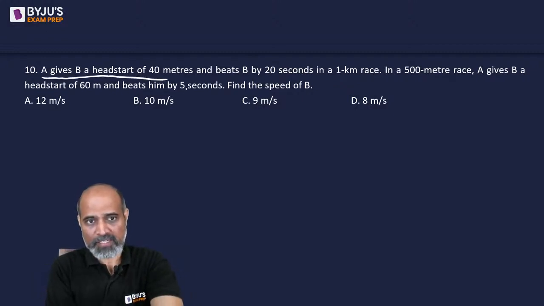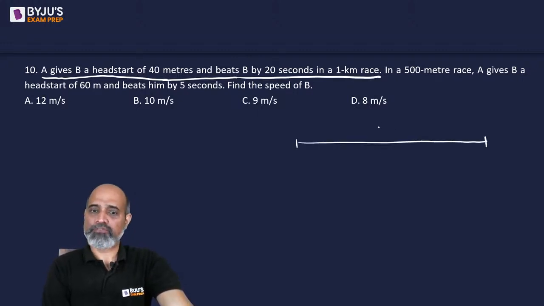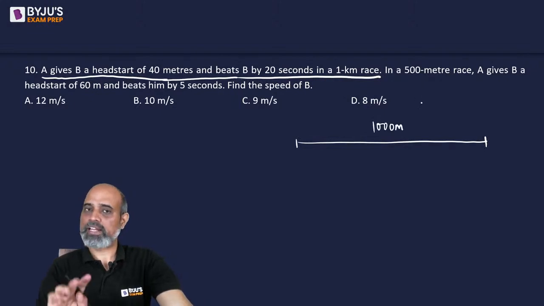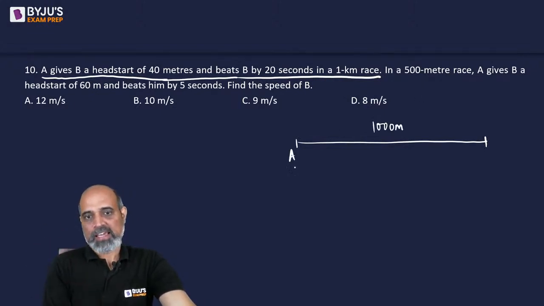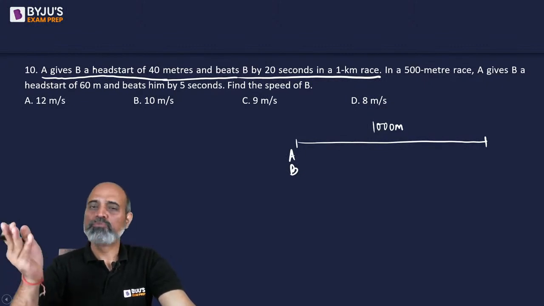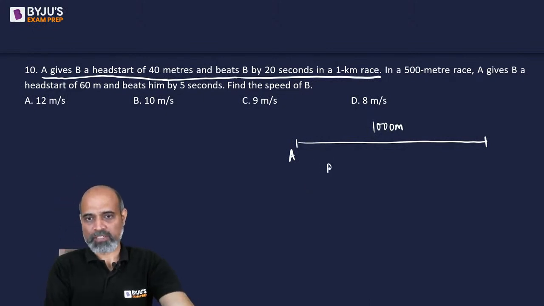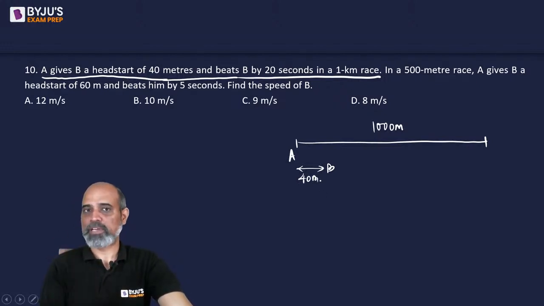First scenario is A beats B even after giving him a head start. So suppose ये अपना 1 kilometer यानी 1000 meter का track है. Okay? A and B are here. Then what does A tell B? B, एक काम करो, you move 40 meters ahead. So B moves 40 meters ahead, आगे चला गया भी. A is still at the starting point. And then they start running.